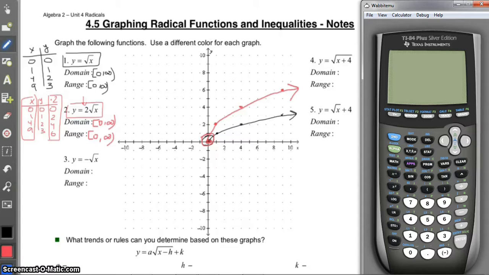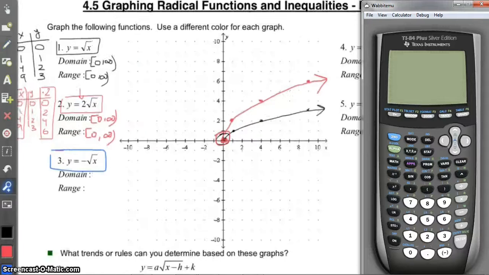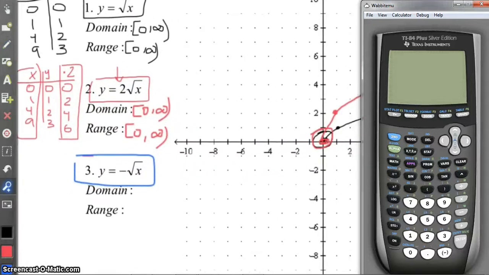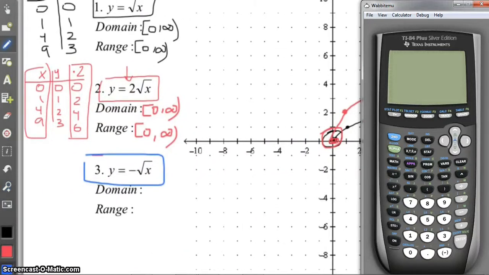Now let's look at number 3. Remember, this is going to be in blue. y equals negative radical x. So I'm always going to start with my parent function. Does it ring a bell? So always start with your parent function: 0, 0, 1, 1, 4, 2, 9, 3. We did this for quadratic equations and linear functions.